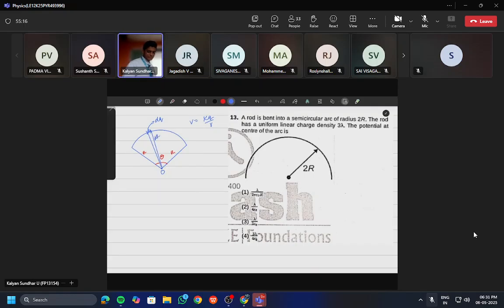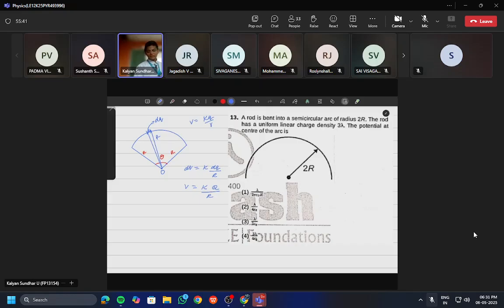r will be the distance. So how can you write this? dv will be equal to k into dq by r. Correct? General term. Now, if you integrate on both the sides, k is constant, r is constant. We have to integrate only with respect to the total charges. So total V will be equal to kq by r.